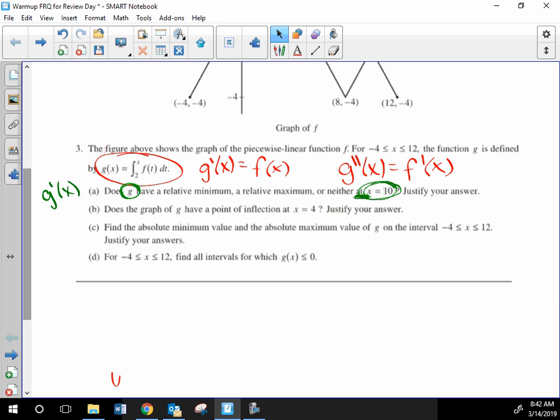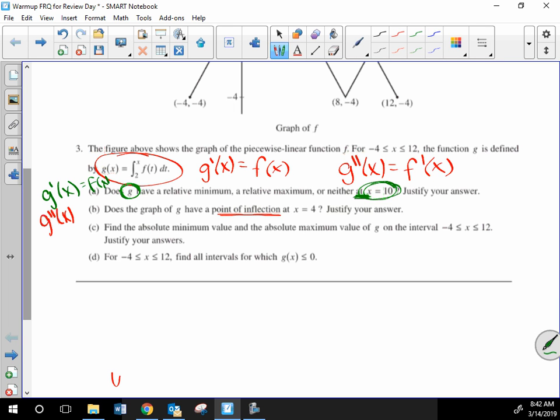Now for part B, it says, does the graph of g have a point of inflection at x equal to 4? What do we look at for our point of inflection? Second derivative, so I'm looking at g double prime of x. And again, we know g prime is just f of x, and g double prime is f prime of x. Okay. Now, for point of inflection, what has to be true about my second derivative? Because g double prime does what?